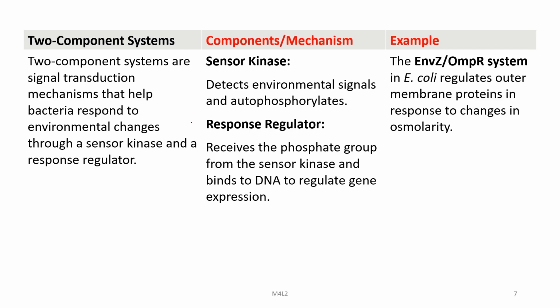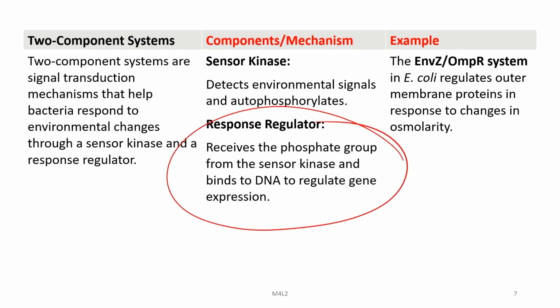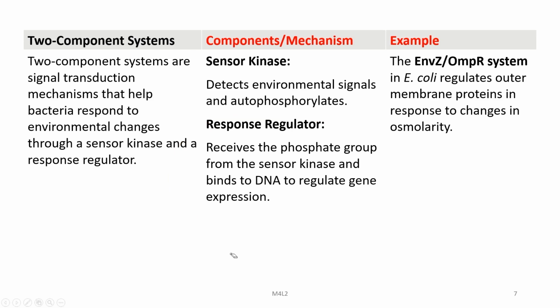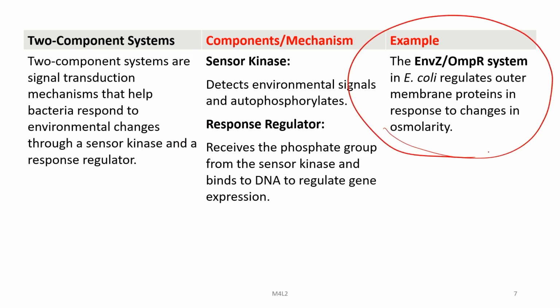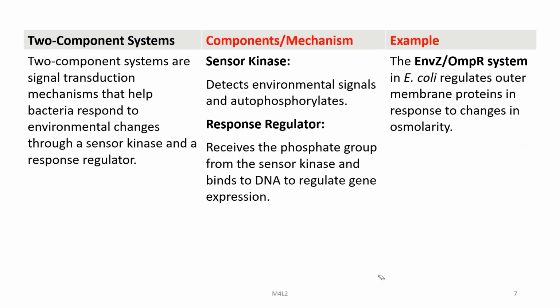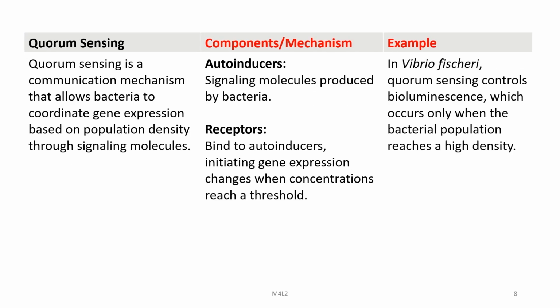In the two component system, signal transduction mechanisms help bacteria respond to environmental changes through a sensor kinase and a response regulator. The sensor kinase detects environmental signals and autophosphorylates, and the response regulator receives the phosphate group from the sensor kinase and binds to DNA to regulate gene expression. An example in E. coli is the EnvZ-OmpR system, which regulates outer membrane proteins in response to changes in osmolarity.